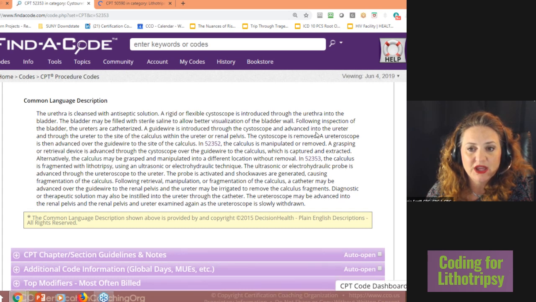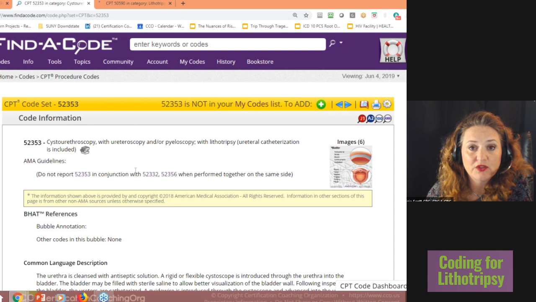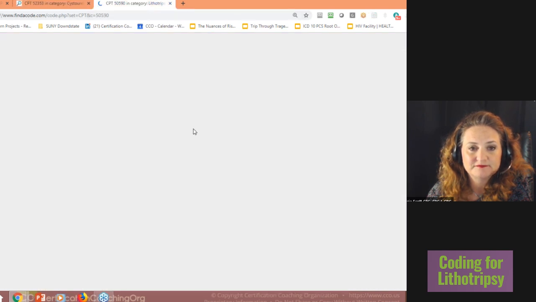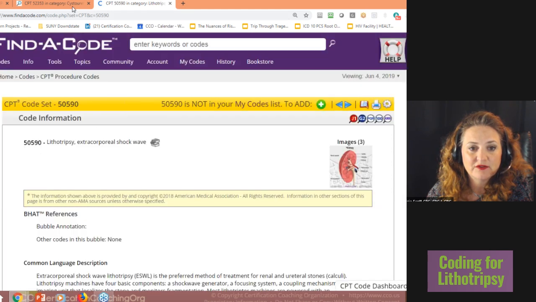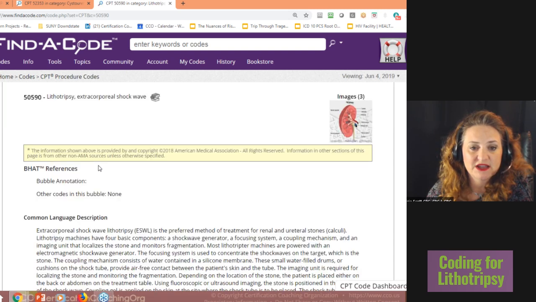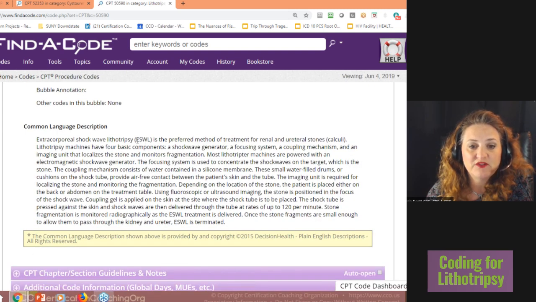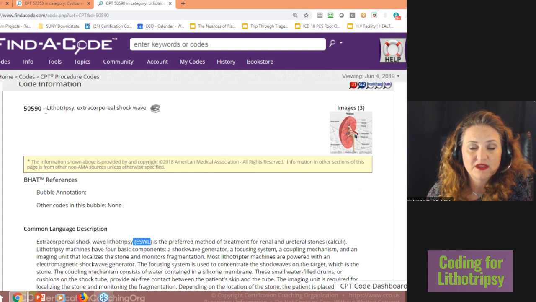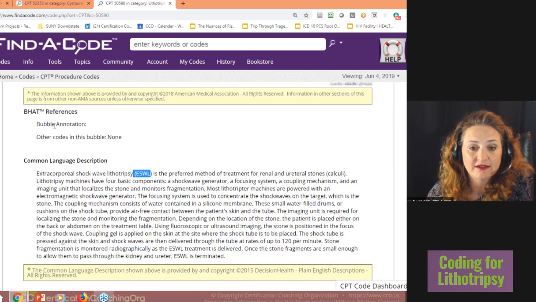And again, we're doing a stone in the bladder or in the ureter or pyeloscopy, just like the other one. However, what did this code tell us? 50590. Lithotripsy, extracorporeal shockwave, just the lithotripsy by itself. And it's abbreviated ESWL. So if you see that ESWL, and that's all they're doing, it's kind of a catch-all, right? 50590. So they use that one a lot.